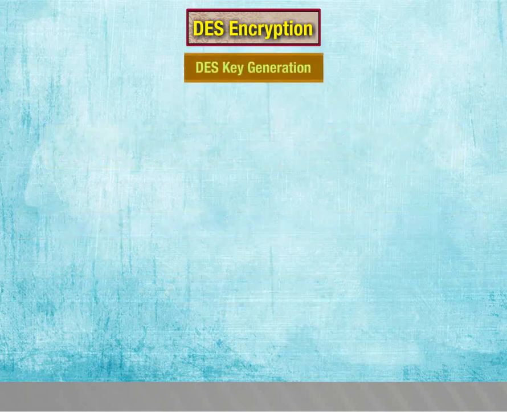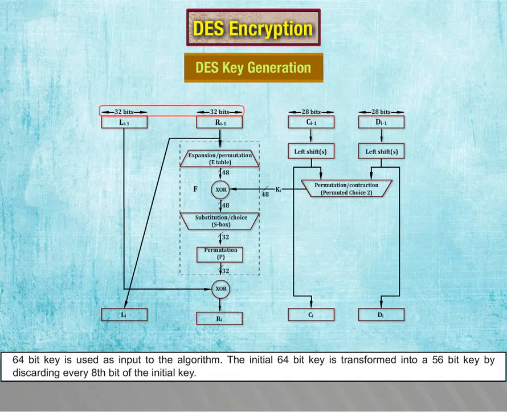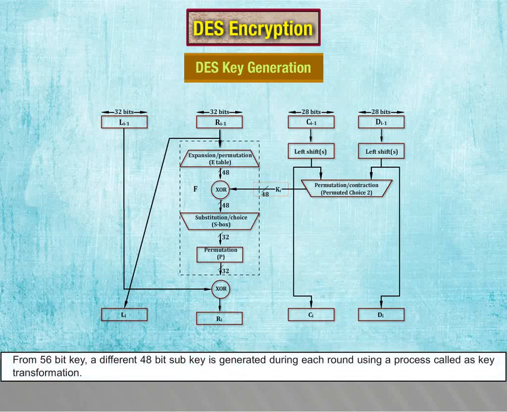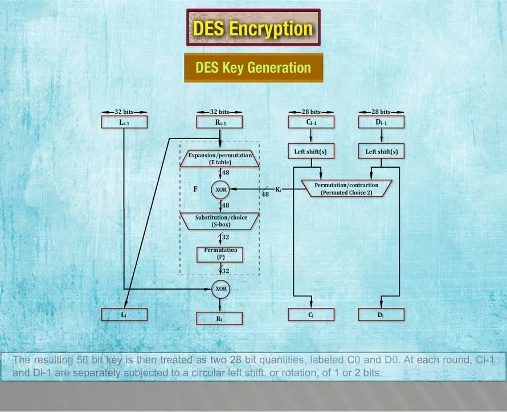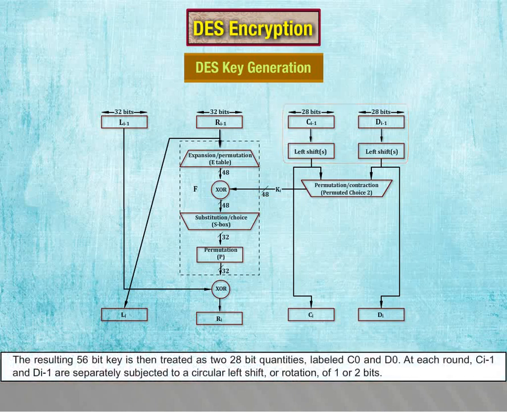DES key generation. The 64-bit key is used as input to the algorithm. The initial 64-bit key is transformed into a 56-bit key by discarding every 8th bit of the initial key. From the 56-bit key, a different 48-bit subkey is generated during each round using a process called key transformation. The resulting 56-bit key is then treated as two 28-bit quantities labeled C0 and D0. At each round, Ci-1 and Di-1 are separately subjected to a circular left shift or rotation of 1 or 2 bits.